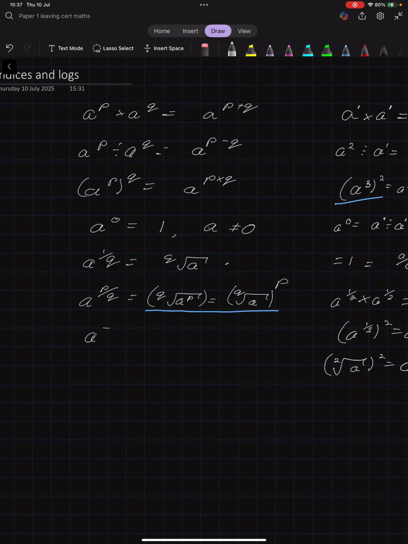A to the power of minus p is equal to 1 over a to the p. The reason is a to the minus p is a to the power of 0 divided by a to the power of p. So that's just 1 over a to the power of p. Again, this is for a not equal to 0.